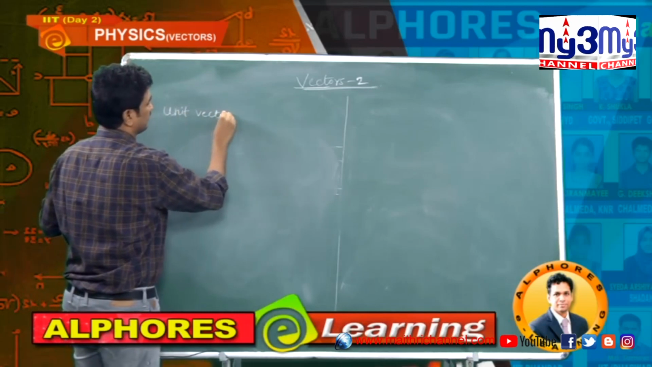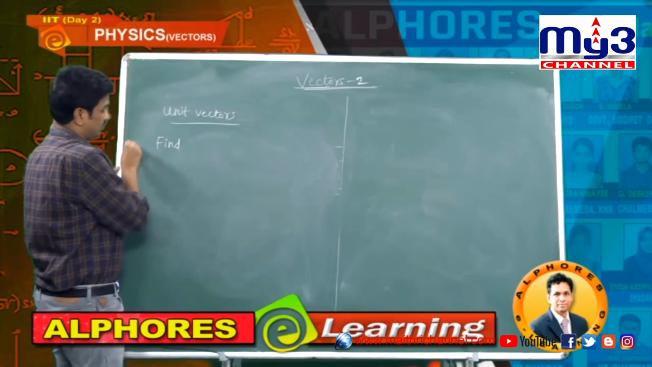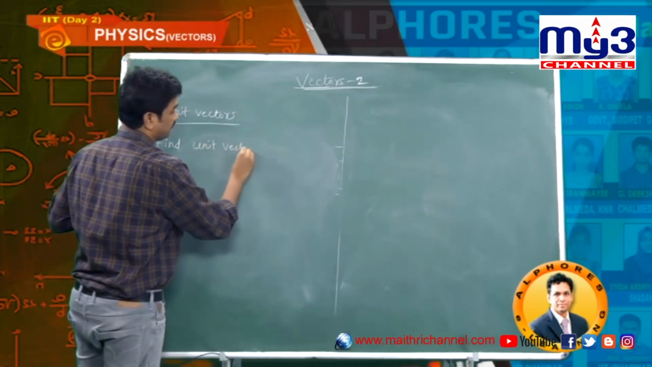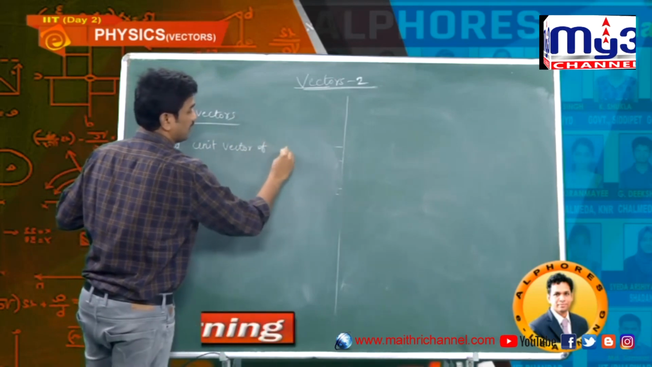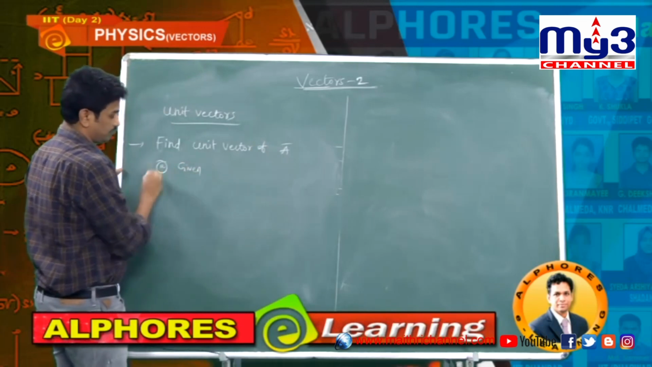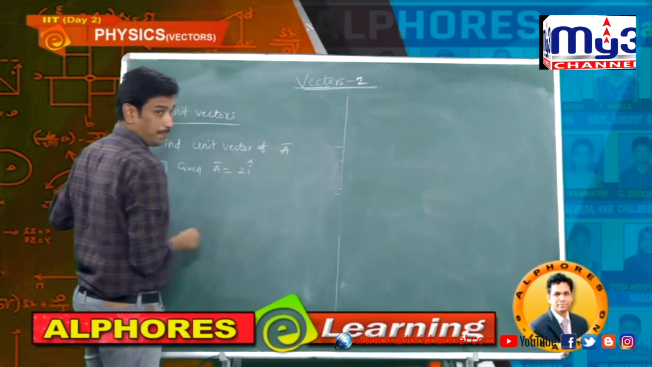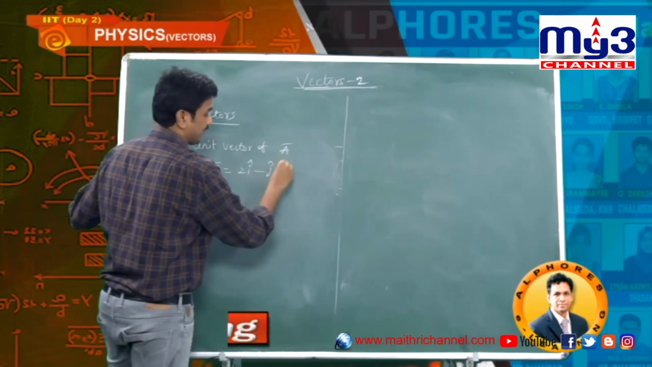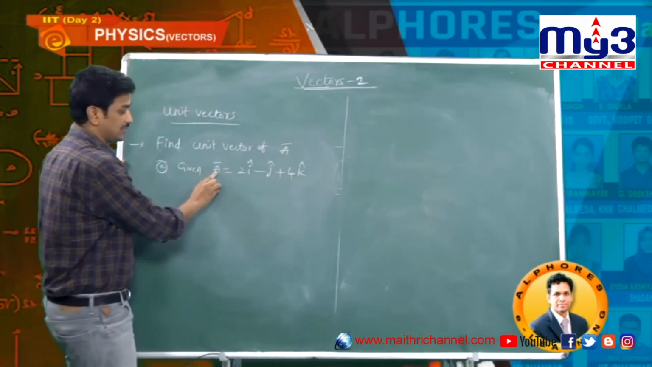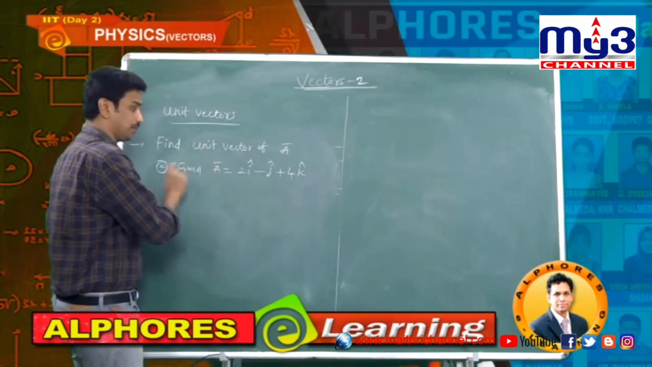Unit vector. Now find, it's a numerical, unit vector of A bar. Given in the first question, A bar is equal to 2 I cap minus j cap plus 4 k cap. Now this is the given vector. Now we should calculate the unit vector of A bar.